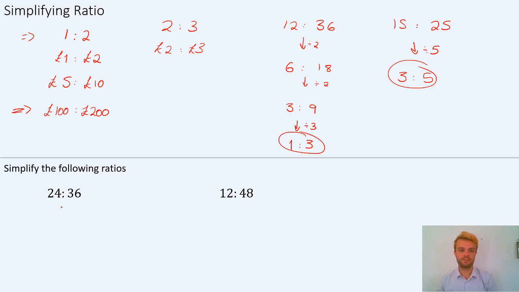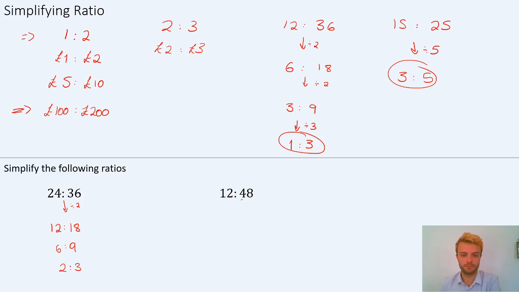So 24 to 36, let's start by dividing them both by 2, because they're both even, which turns the 24 into 12 and the 36 into 18. They're still both even, so I'll divide by 2 again, giving me 6 to 9. And then they're both multiples of 3, so I'll divide them by 3 to turn it into 2 to 3. And then that's as simple as it's going to go, because nothing else goes into both 2 and 3 that I can divide by to make it more simple.